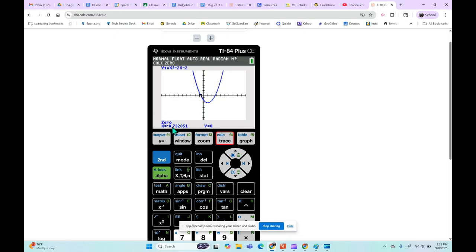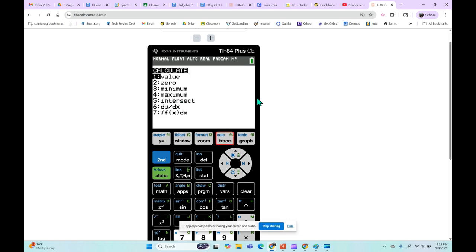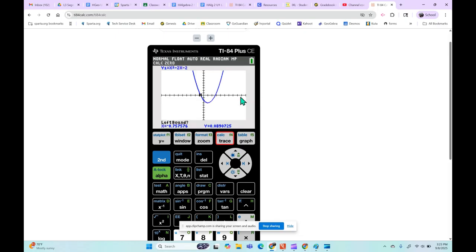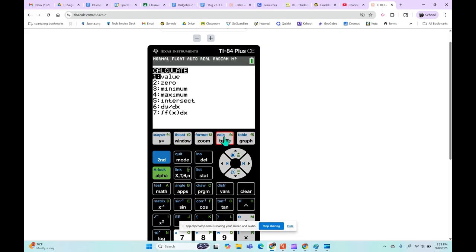And then there's our x-intercept, -0.73, comma 0. We can do that again. Tell it I want to calculate a 0. Oops, I did not mean to do that. I don't want it that far to the left.